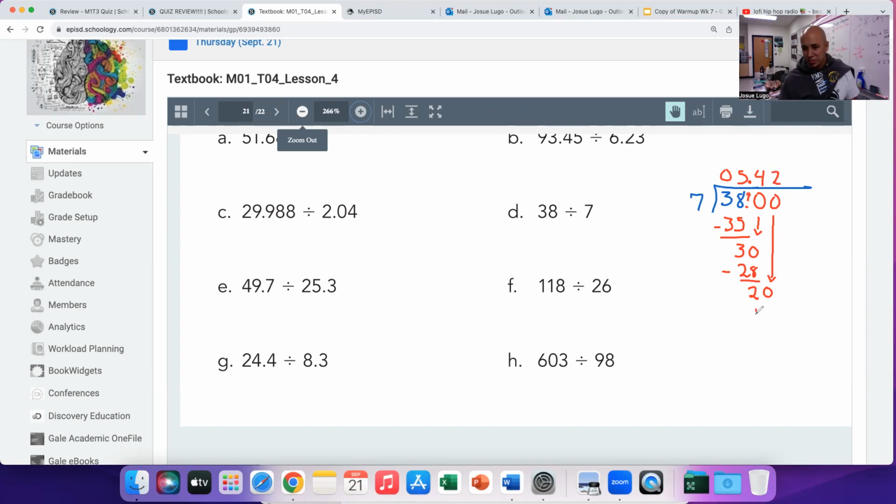Twice. 7 times 2 is 14, and 20 minus 14 is 6. Okay, so let's keep going. Remember, we're going around to the hundredths. So right here were the hundredths, but let's see what the next digit is going to be.